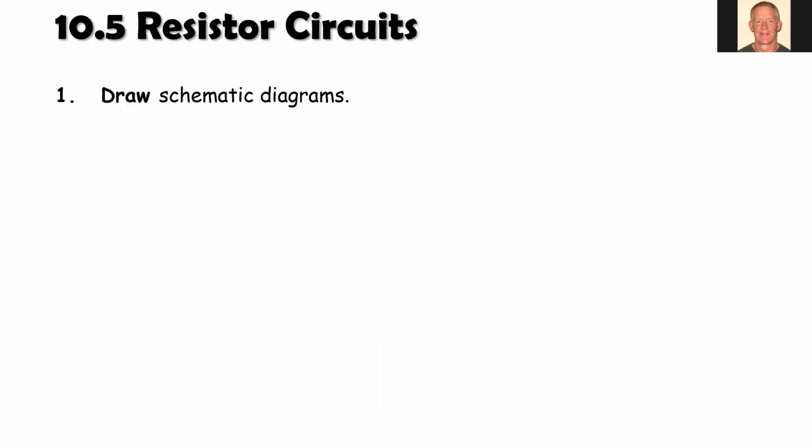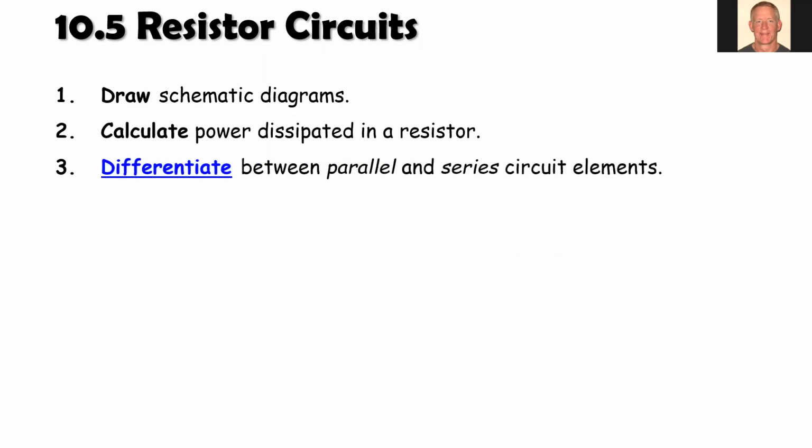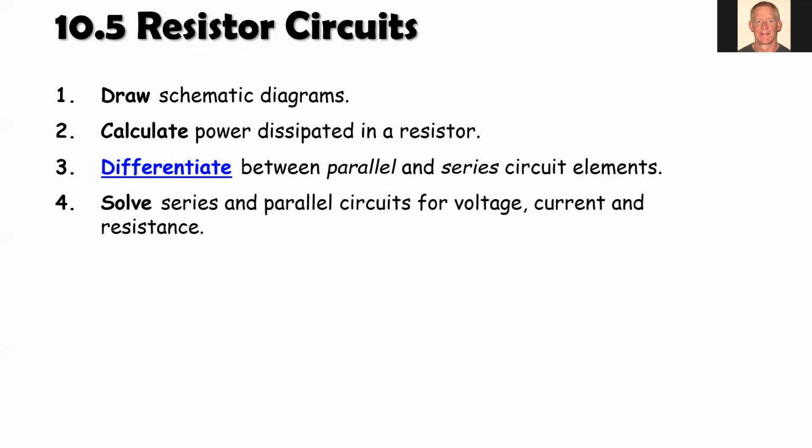So our objectives for today, we're going to learn how to draw a schematic diagram, calculate power dissipated in a resistor, and then be able to differentiate two configurations or types of resistor circuits. One is called parallel and one is called a series. And how do we analyze those different types of circuits? And then the last, we'll be able to actually solve what we call series and parallel circuits for voltage, current, and/or resistance.